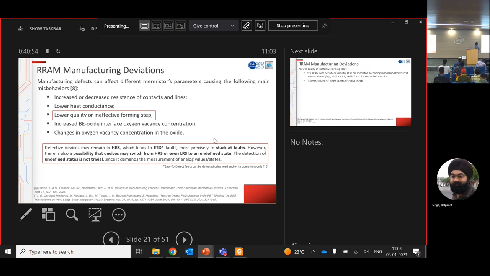Okay, but the point is that some defects are not going to cause these easy to detect faults. Some defects can cause what you classify as hard to detect faults because they are going to cause just a parametric deviation. Here you have an example. If you have a lower quality or ineffective forming step, the device may remain in high resistance state, which can be classified as stuck-at fault. It's the classic fault model that is applied for CMOS. A couple of decades ago, when you wanted to test something, you just needed to consider stuck-at faults, and you would cover like 95, 96% of the possible faults.